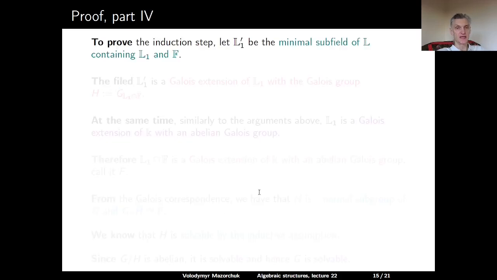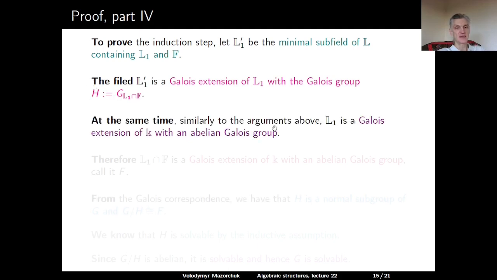To prove the induction step, let L1 prime be the minimal subfield of L which contains both L1 and F. Then this field is a Galois extension of L1, whose Galois group is a subgroup of G consisting of all elements which fix L1 intersection with F. So we denote this subgroup by H.